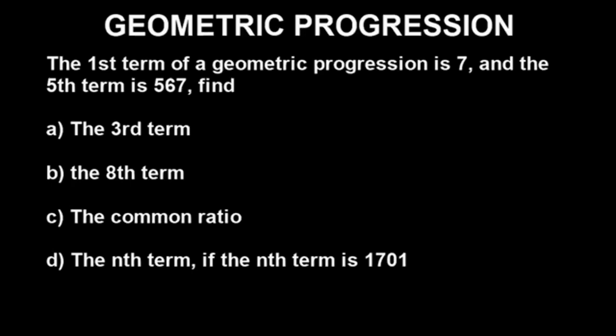Okay, so before we get the Casio calculator and go into the details of the video, let's look at the question we have here and see what we are asked to solve. The question says the first term of a geometric progression is 7 and the fifth term is 567. Find A, the third term, B, the eighth term, C, the common ratio, D, the nth term if the nth term is 1701. Okay guys, very simple with the Casio calculator. Let's bring it now and go straight into solving each and every one of them.